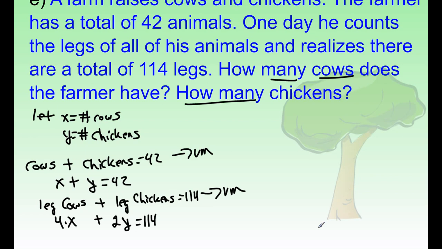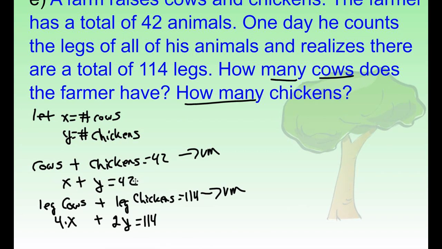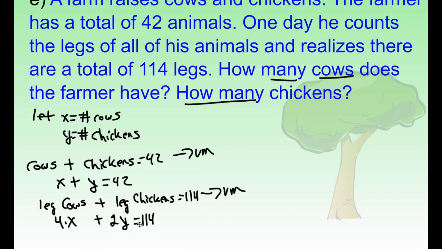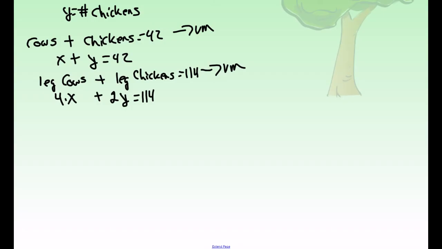Okay, so we have now our verbal model. We have our equations that match the verbal model, that models the scenario in the word problem. So let's get to it. I am looking at my 2 equations here. I'm looking at this equation and that equation, and I'm thinking the elimination method is going to work. We're going to have to multiply the top equation by something. So I have x plus y equals 42 and 4x plus 2y equals 114.